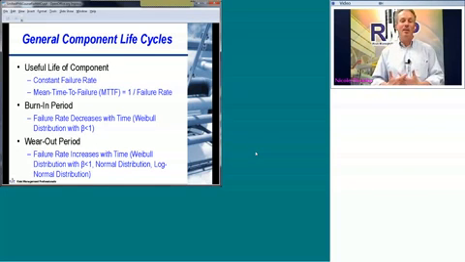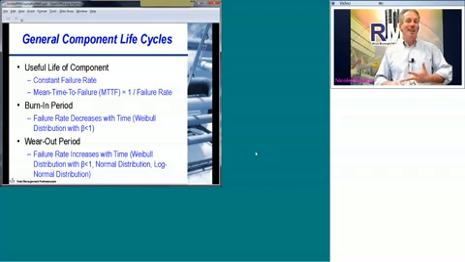The burn-in period: the failure rate decreases with time, as was represented on the previous curve, and it's typically characterized by a Weibull distribution. The wear-out period: failure rates increase with time, and also they can be characterized by Weibull, normal, or log normal distribution. Again, the majority of applications talk about the useful life of the component and a relatively constant failure rate. Arithmetically, and actually doing these calculations, it's a lot simpler, and it gives you the insights that you want.